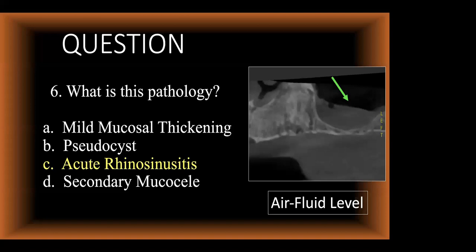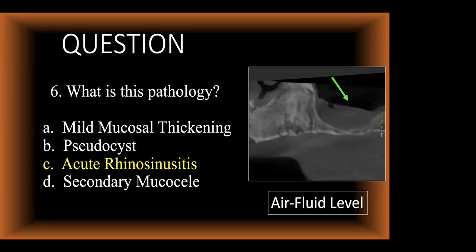Now, why is that? Well, as I was saying, it could be mucosal thickening. I wouldn't call that mild, though. That would be more of a significant mucosal thickening because it's taking up at least a third of the maxillary sinus. It's certainly not a pseudocyst because it is not dome shaped, and it's not a secondary mucosal because that again would divide the sinus into two different cavities.